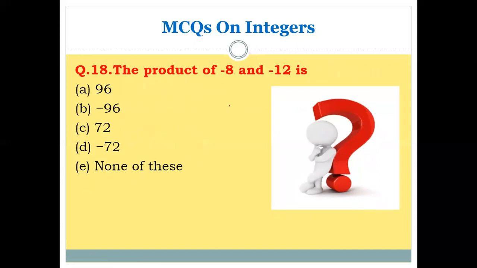The product of minus 8 and minus 12. So two negative integers, minus 8 and minus 12, and their product will be positive. So 12, 8 times is 96. So the correct option is 96.